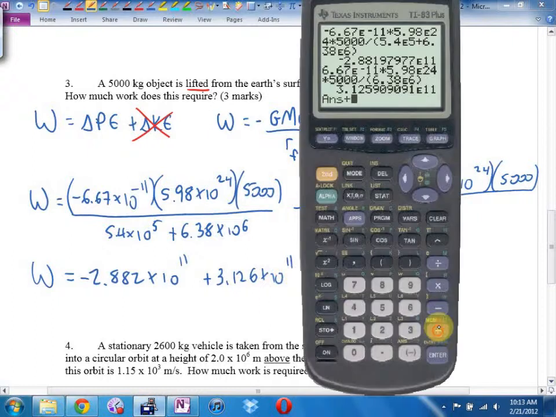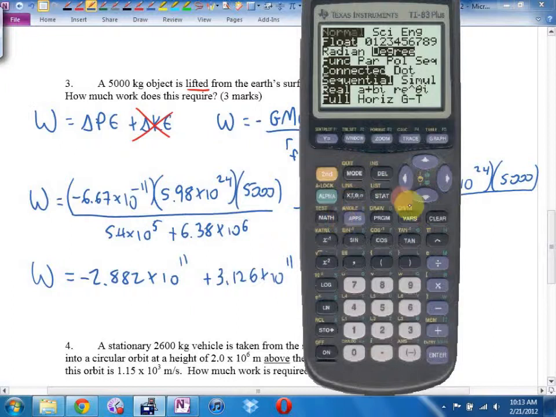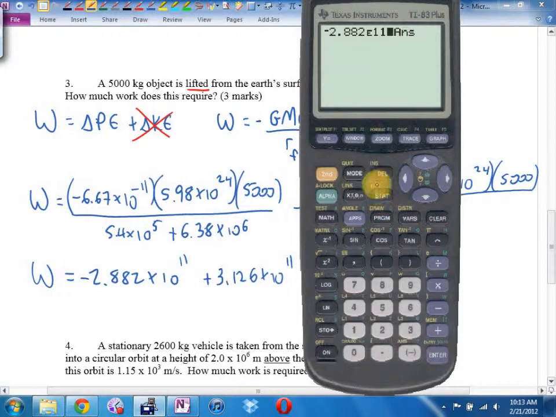So take this number and add negative, oh, hang on, Mr. Dueck. Go negative 2.882 times 10 to the 11th. And then add my most recent answer, because the minus minus is a plus. So you get positive 2.44 times 10 to the 10th?